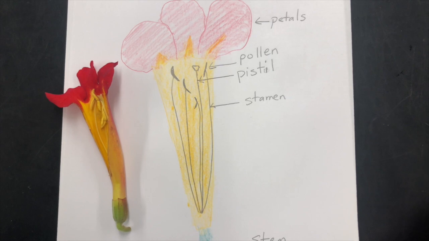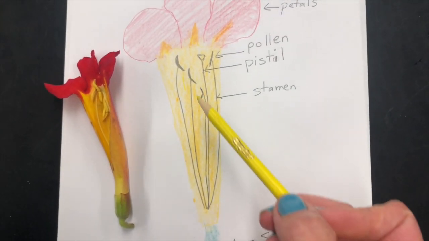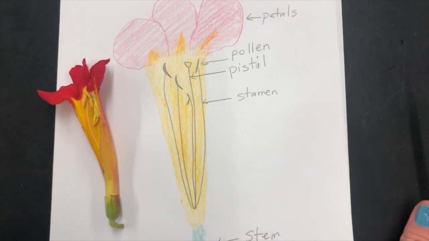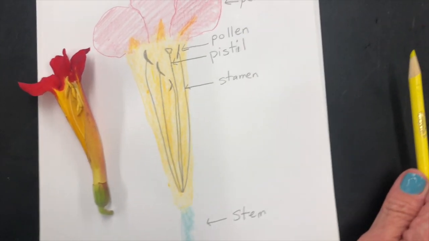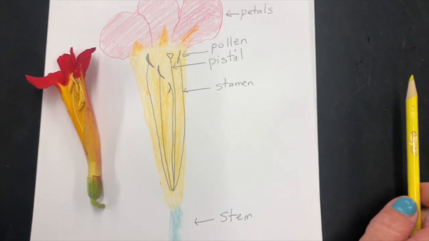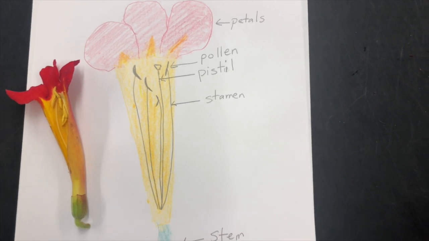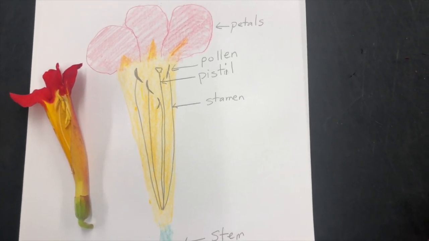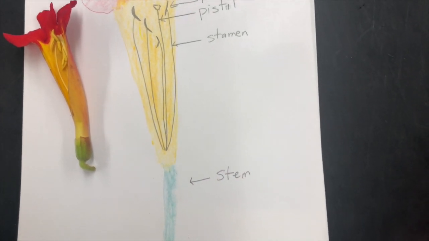I looked at the colors. Now, I could not color these things yellow because they would blend in. So I did use my pencil so that they could stick out. So I labeled all the different parts of the flower. I labeled the stamen, and I labeled the pistil, and I labeled the pollen, and I labeled the stem.